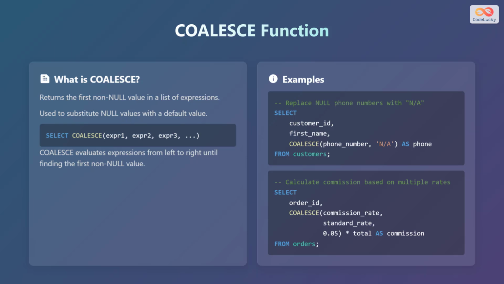Let's look at a couple of examples. Firstly, replace null phone numbers with N/A, which stands for not applicable. Select customer_ID, first_name, COALESCE phone_number, N/A as phone from customers. Secondly, calculating commission based on multiple rates. Select order_ID, COALESCE commission_rate, standard_rate, 0.05 times total AS commission from orders.